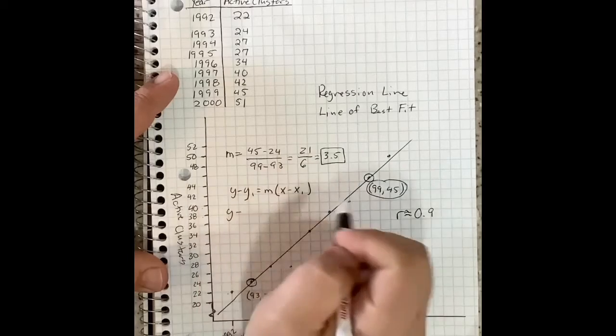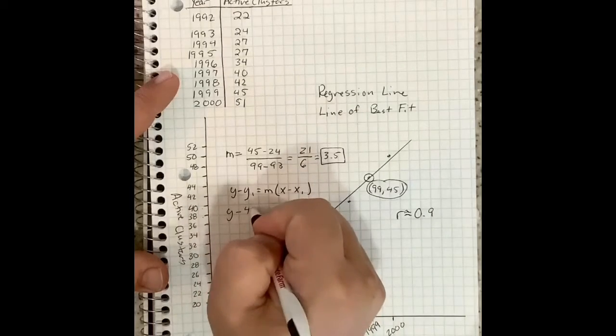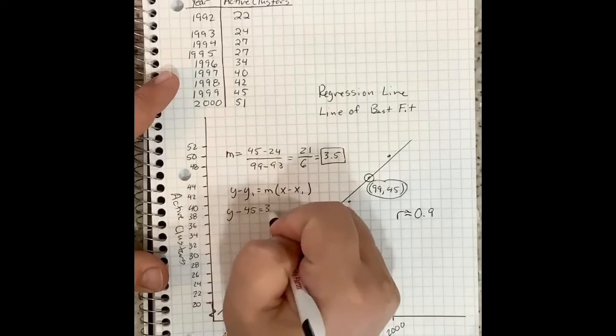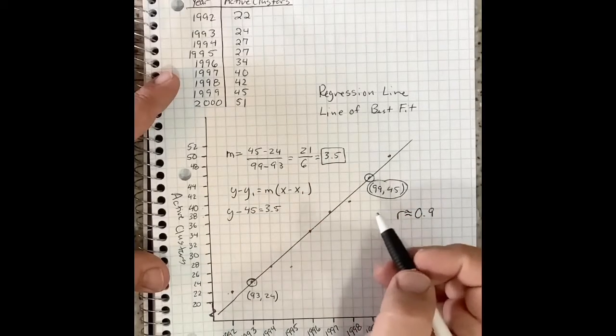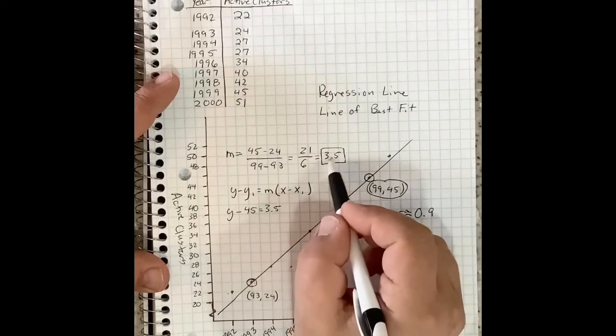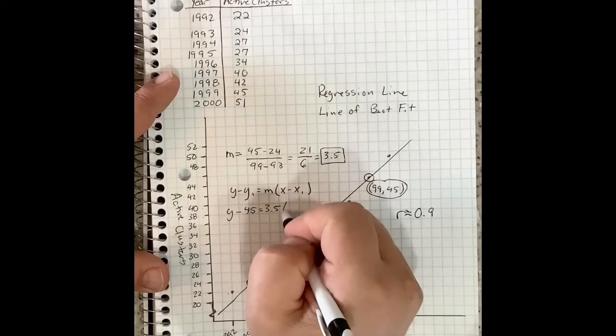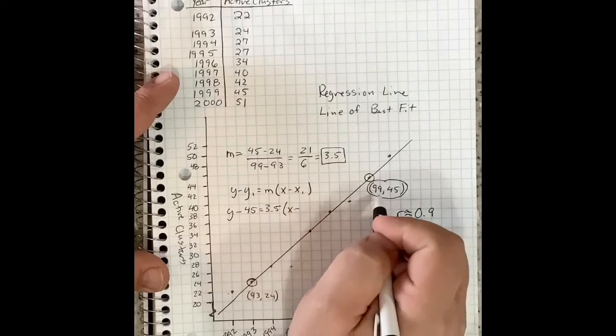So here I go. y minus 45 equals 3.5. Mr. Palin, you've always left that as a fraction, I know. But for this problem, and for most of these other problems, I think it's just going to be easier to get into a decimal. x minus 99.